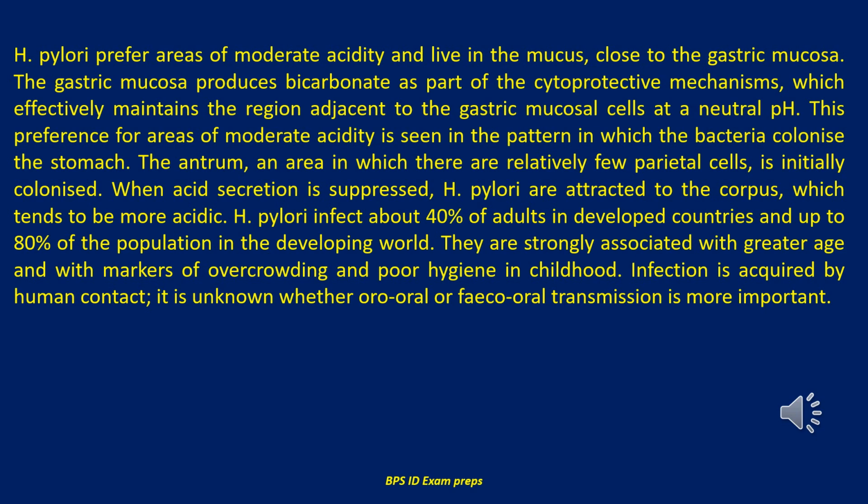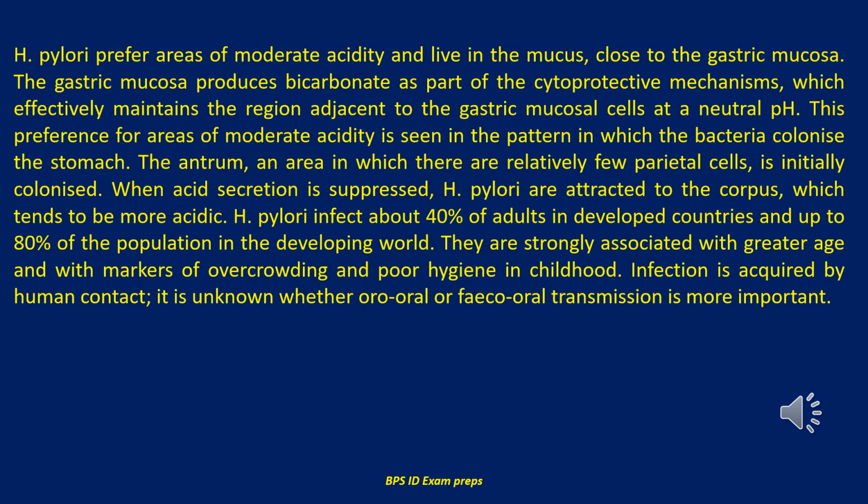This preference for areas of moderate acidity is seen in the pattern in which the bacteria colonize the stomach. The antrum, an area in which there are relatively few parietal cells, is initially colonized. When acid secretion is suppressed, Helicobacter pylori are attracted to the corpus, which tends to be more acidic. Helicobacter pylori infect about 40% of adults in developed countries and up to 80% of the population in the developing world.